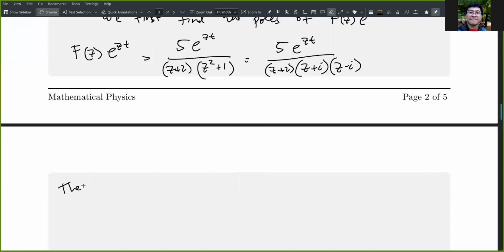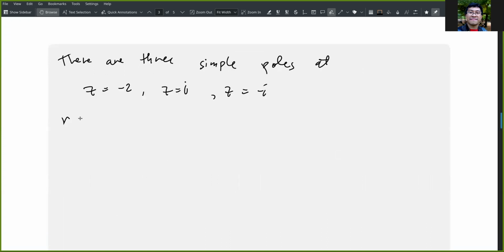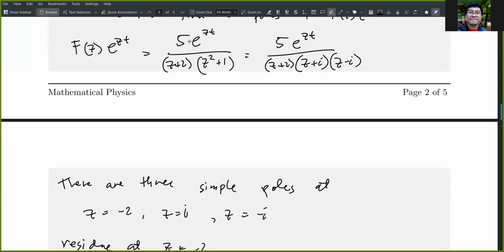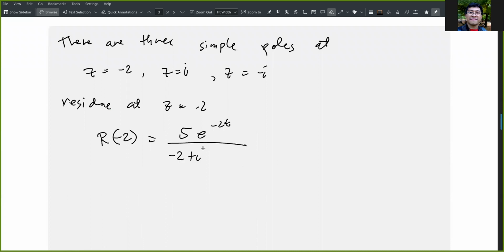In this case, there are three simple poles at z equals negative 2, z equals i, z equals minus i. For the residue at z equals minus 2, using our notation, R at minus 2 equals 5e to the minus 2t. We multiply both numerator and denominator by z plus 2, and then set z to minus 2, over (minus 2 plus i) and (minus 2 minus i). This becomes 5e to the minus 2t over 4 plus 1, which equals e to the minus 2t.